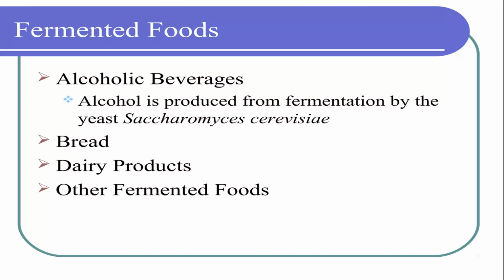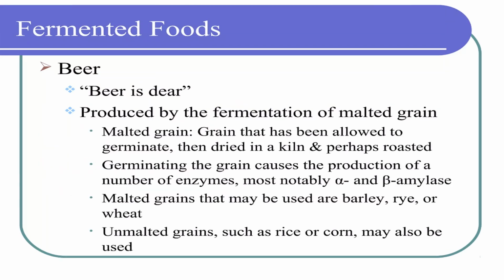Fermented foods. Alcoholic beverages: alcohol is produced from fermentation by the yeast Saccharomyces cerevisiae, and there is bread, dairy products and other fermented products. Beer. Beer is produced by the fermentation of malted grain.